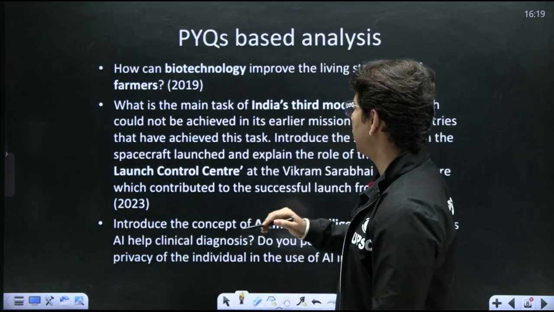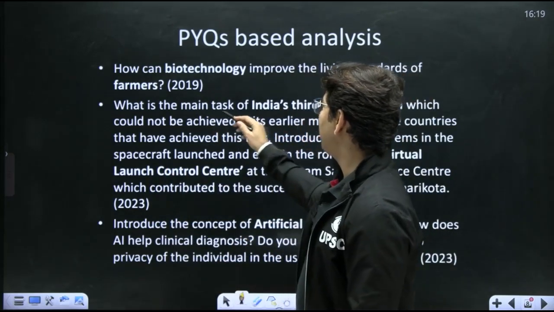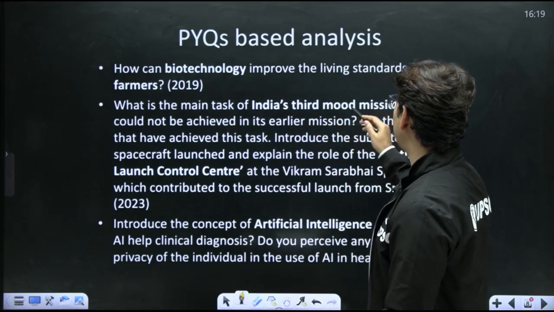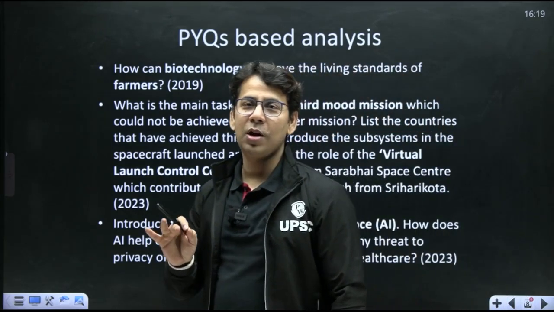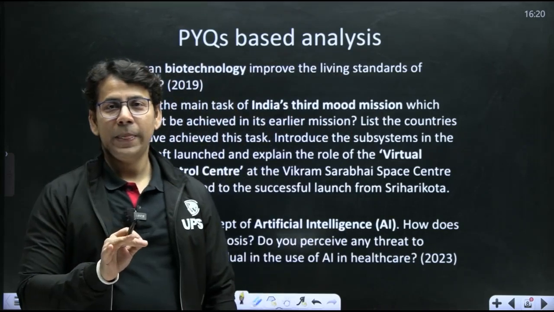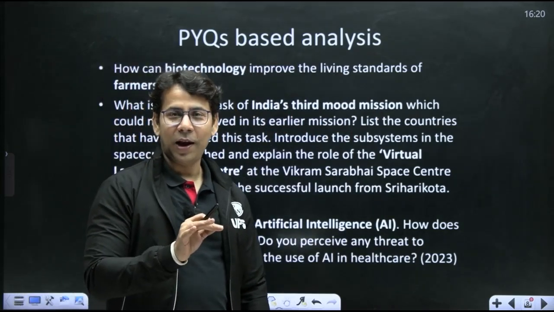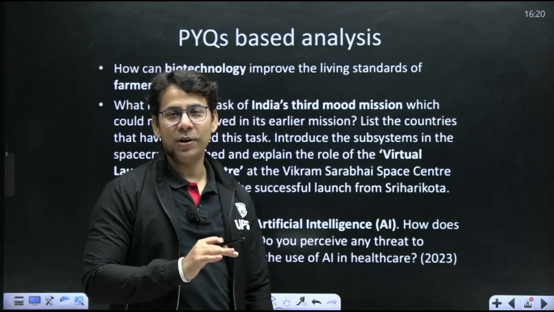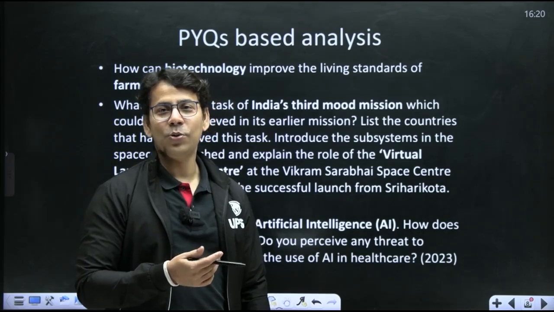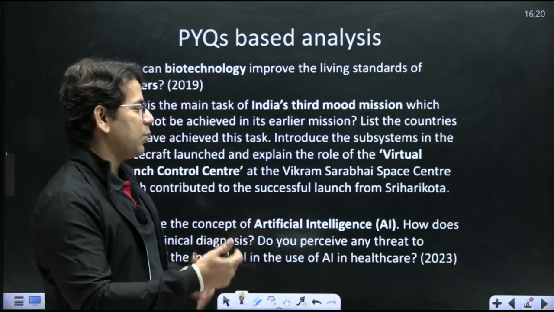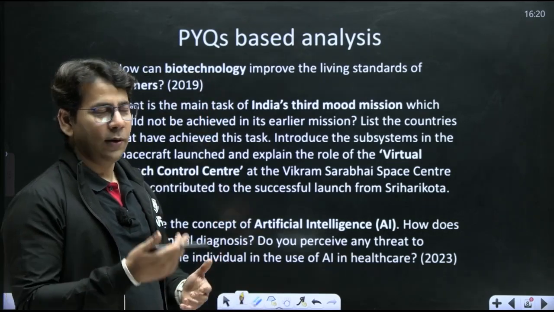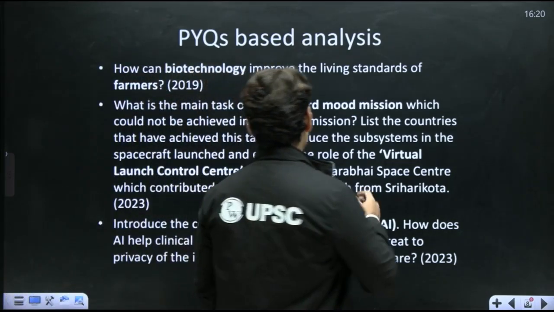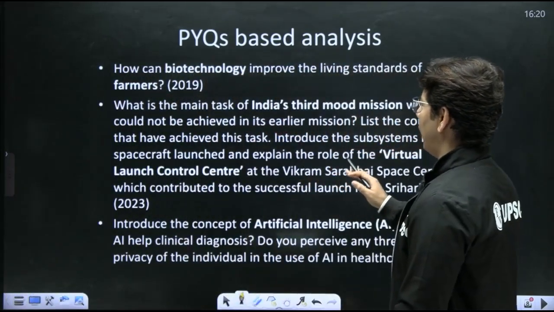Now the second question, if you look into that, what is the main task of India's third moon mission? Now this is very factual kind of thing, because obviously 2023, that was India's year in terms of moon exploration, and Chandrayaan-3 landed onto the moon. So these things were so much in the news before the launch, after the launch, and lots of discussion happened. So they asked a very technical question, very factual question.